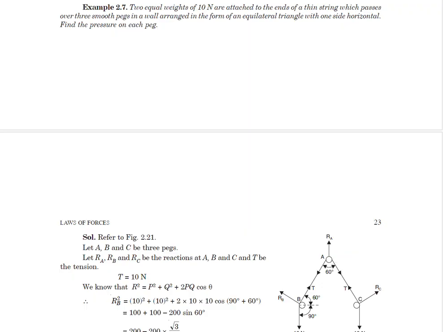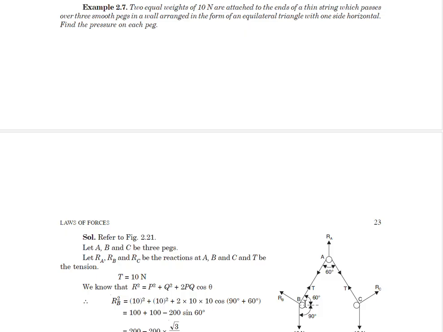So again read the statement. Two equal weights of 10 Newton are attached to the ends of a thin string which passes over three smooth pegs in a wall arranged in the form of an equilateral triangle with one side horizontal. And find the pressure on each peg.